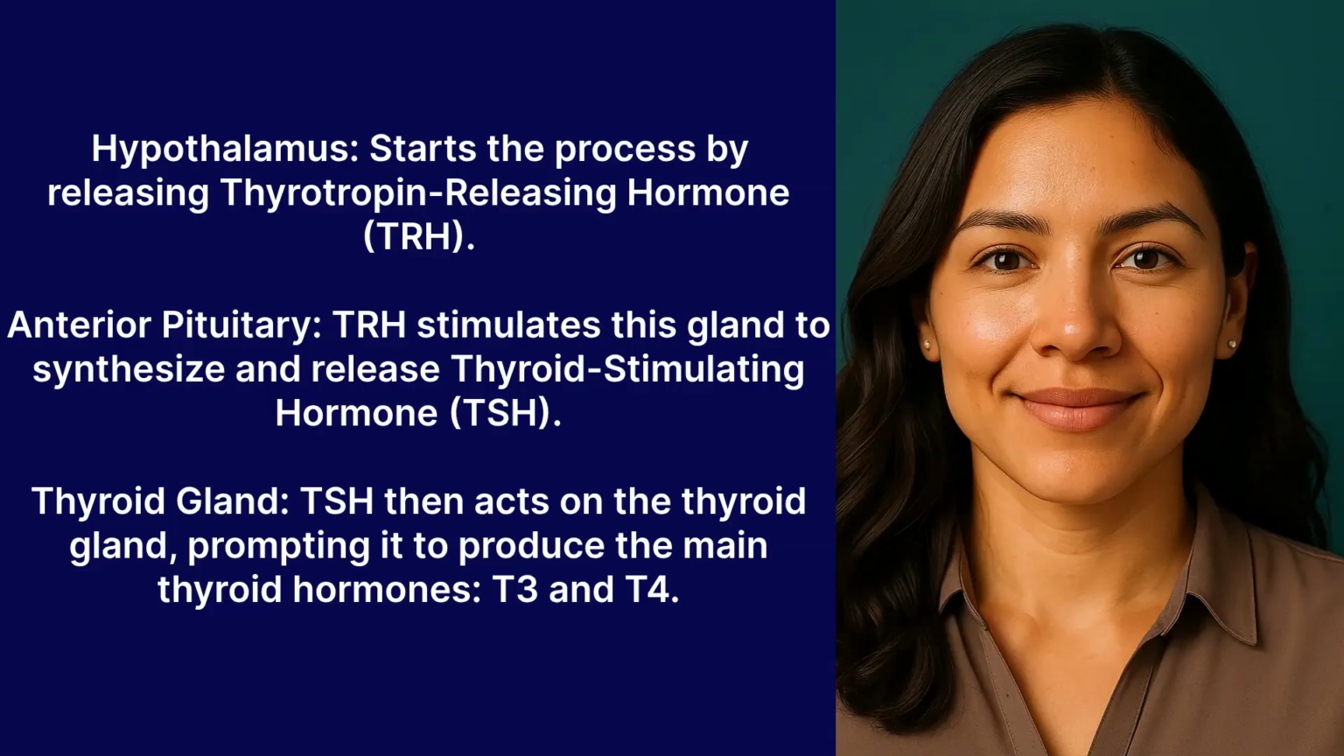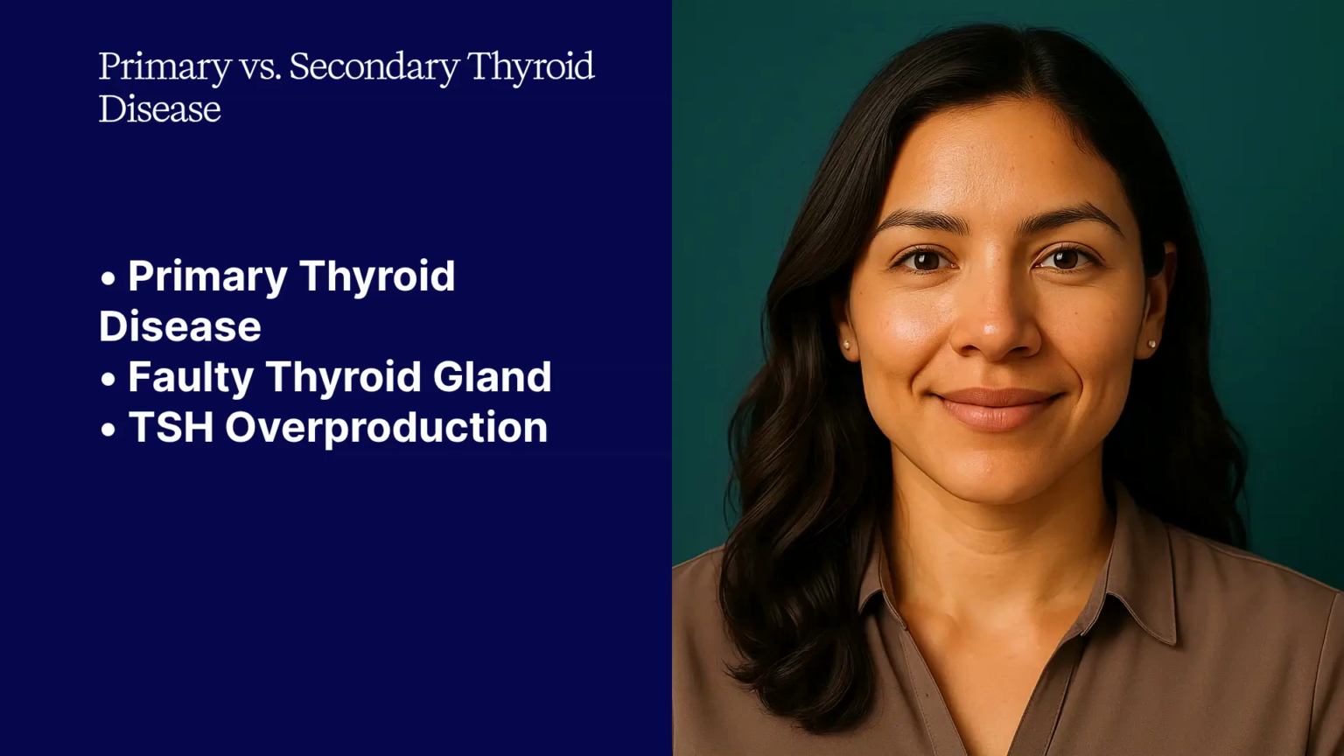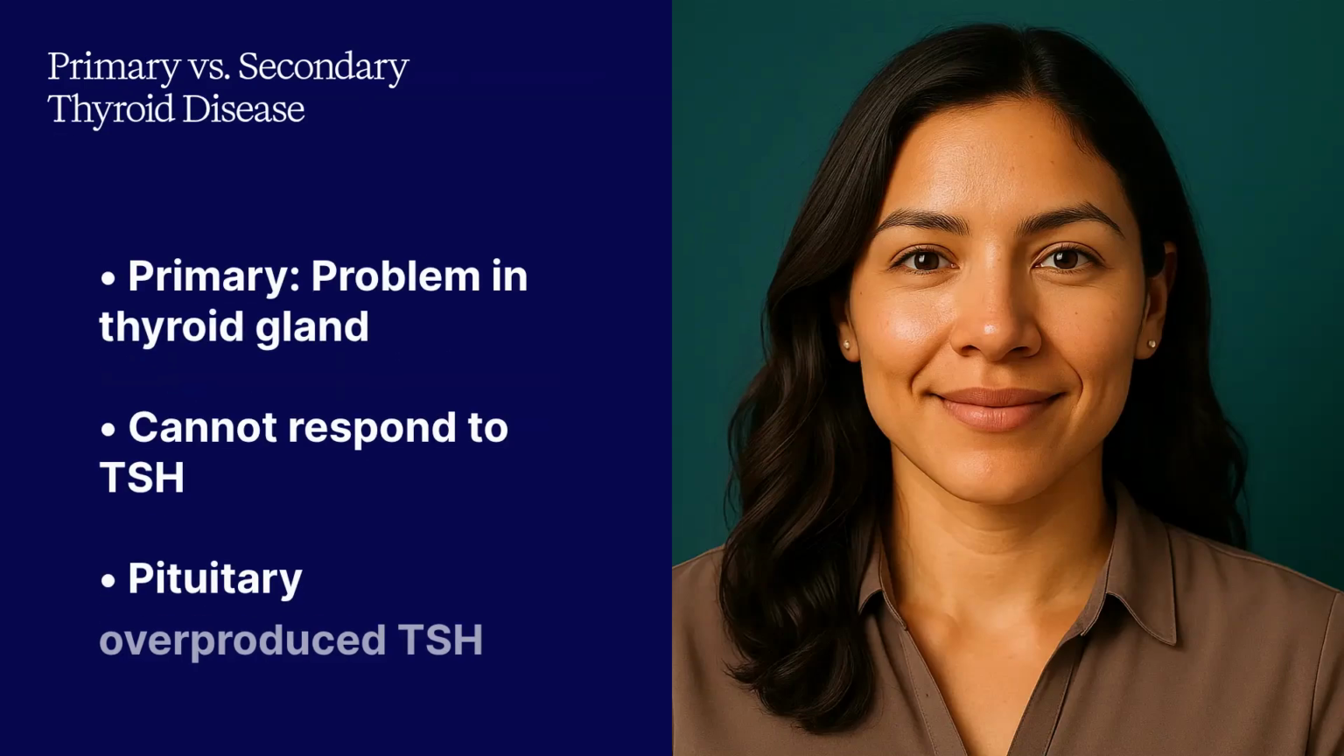Primary versus secondary thyroid disease. This command center is key to differentiating between the two main types of thyroid dysfunction. Primary thyroid disease: the problem is in the thyroid gland itself. For example, the gland is damaged and cannot respond to TSH, leading to the pituitary overproducing TSH in response. Secondary thyroid disease: the disease is secondary to dysfunction in the pituitary or hypothalamus. In this case, the thyroid gland may be fine, but the TSH signal is too high or too low.